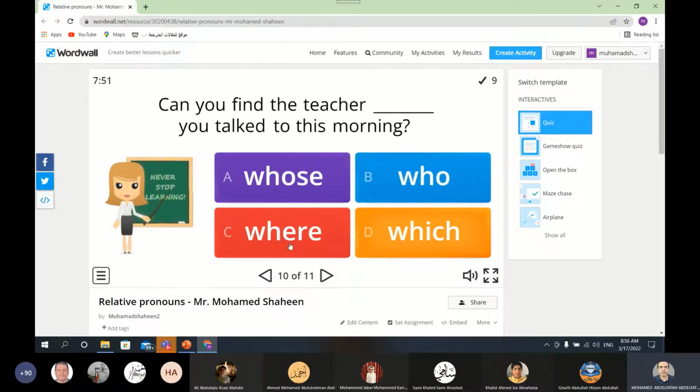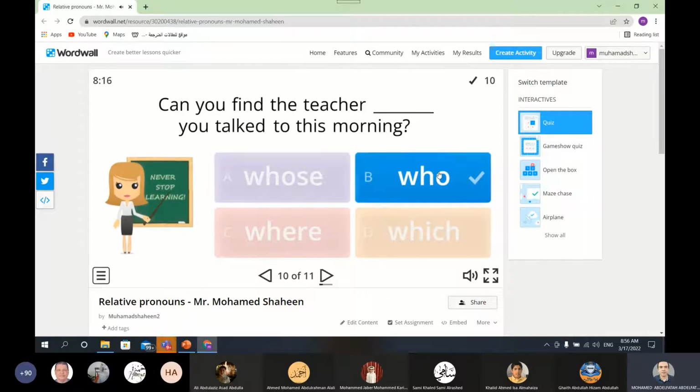Bravo. Number 10. Can you find the teacher what you talked to this morning? Whose, who, where, or which? We are talking about a teacher, a person. Who, teacher? Yeah. Because we are talking about the teacher, and the teacher is a person. Can you find the teacher who you talked to this morning?